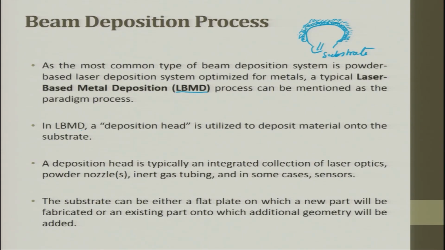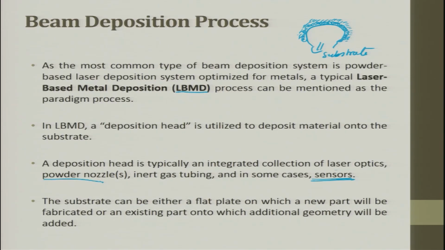So, in LBMD, a deposition head is utilized to deposit material onto the substrate. A deposition head is typically an integrated collection of laser optics, powder nozzle, inert gas tubing and in some cases sensors. The laser optics is very important because it is not ordinary optics, you have to do a coating. This coating should withstand the laser power, and the laser light passes through this optics and then tries to hit the substrate.